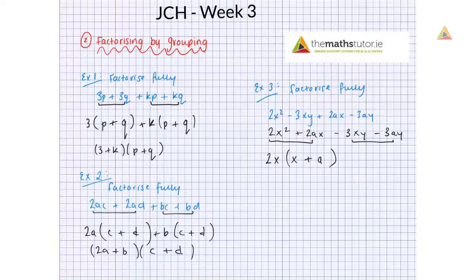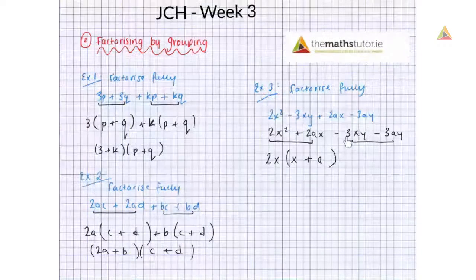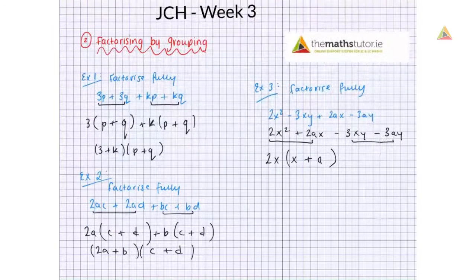So let's have a look here. We have a minus 3 here and a minus 3 here, so I can pull out minus 3. We've no x that's common, but we have a y that's common here. So y is here and y is here. So I'm going to pull out the y and open up my set of brackets. So what multiplied by minus 3y gives me minus 3xy? The answer is x. And then here, what multiplied by minus 3y gives me minus 3ay.